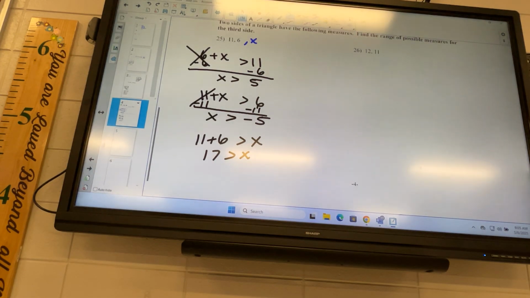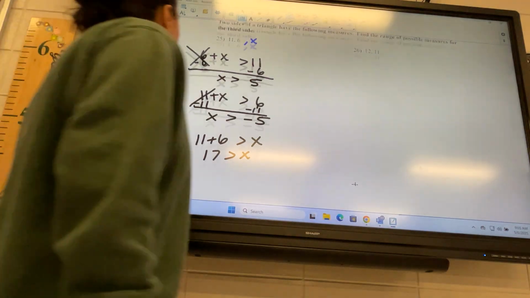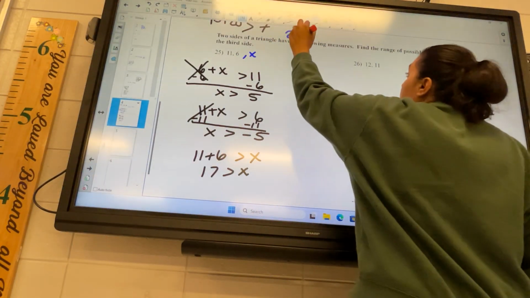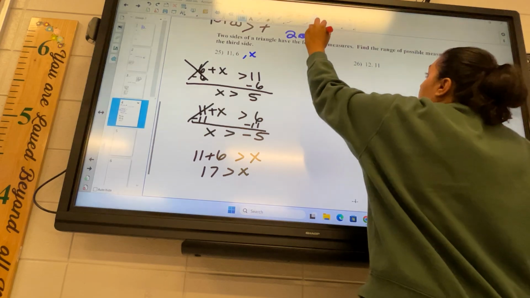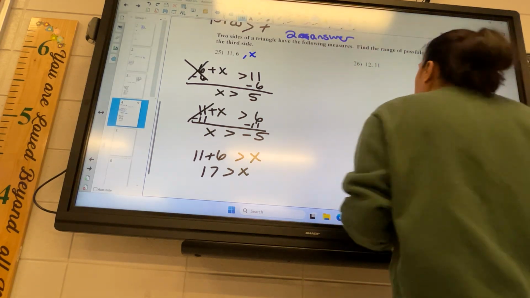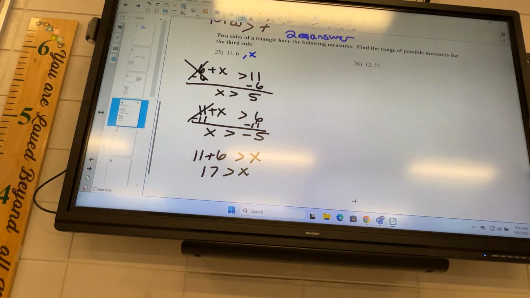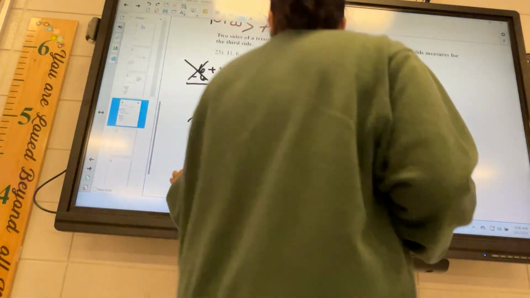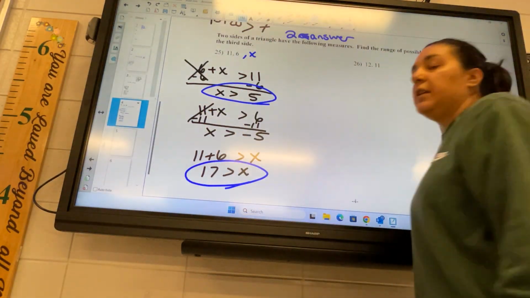Okay, so first of all, you should have 2 answers, correct? Okay, which answer do we know is not allowed? The negative one. Okay, so then the second one. That negative 5 is not going to work. So these 2 are going to be your answers. Now the shortcut way. Okay, so my answer is going to be 5 through 17.